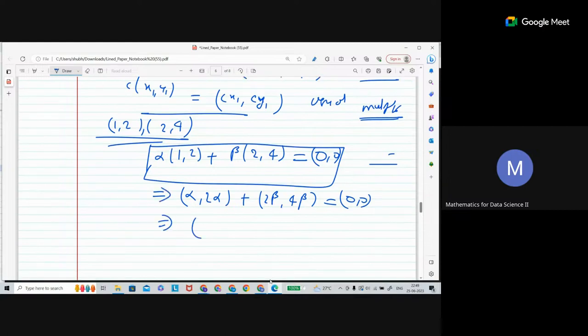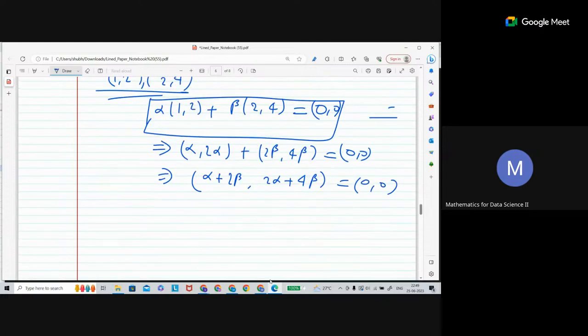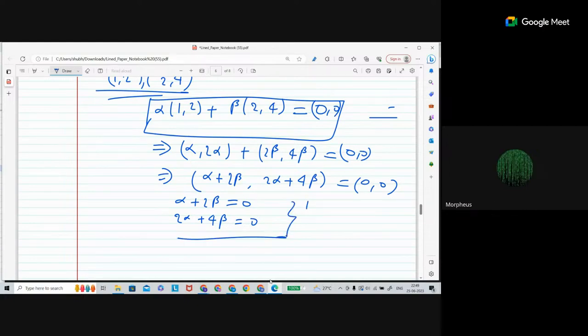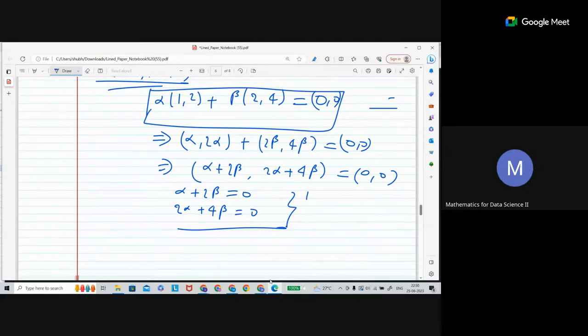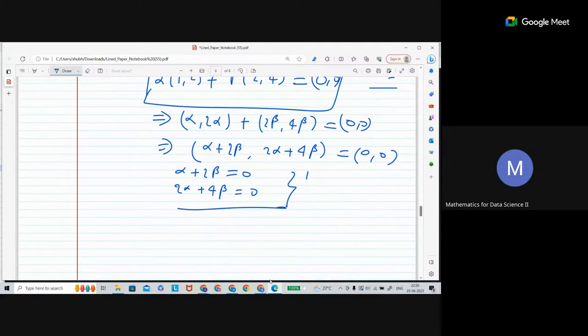Now just add them, coordinate-wise addition: (alpha plus 2 beta, 2 alpha plus 4 beta) equals (0, 0). Now compare the two coordinates: alpha plus 2 beta is equal to 0, and 2 alpha plus 4 beta is equal to 0. This forms a system of linear equations. That's why you studied systems of linear equations at the start; see the use of it. Now solve the system.